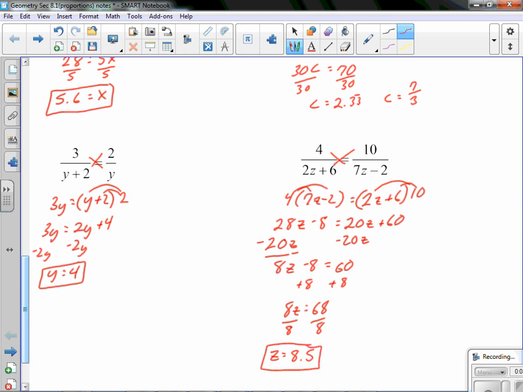Or if it wanted it in simplest fraction form, 68 over 8. They're both divisible by 4. So in that case, it would be 17 over 2. So either one of those is a possible answer. 17 over 2 or 8.5.